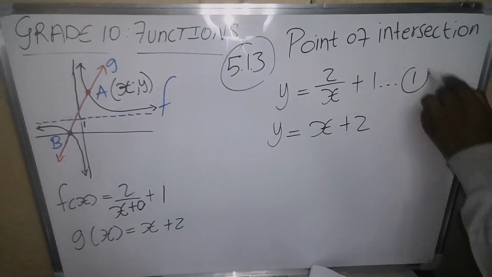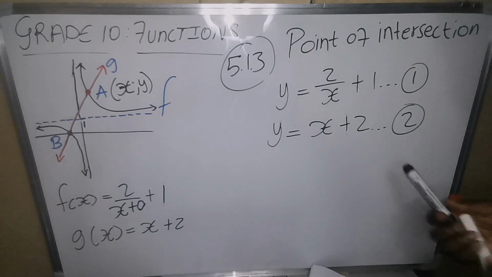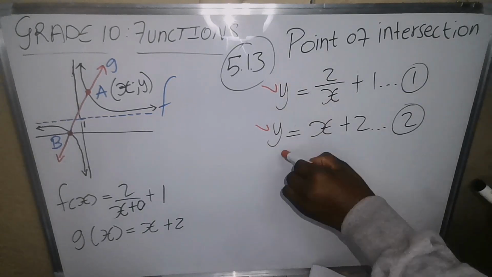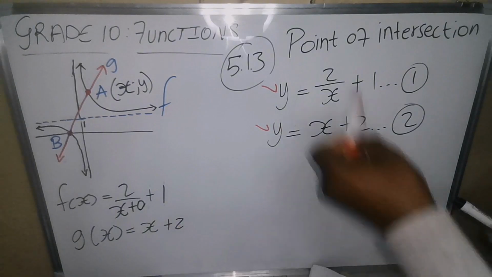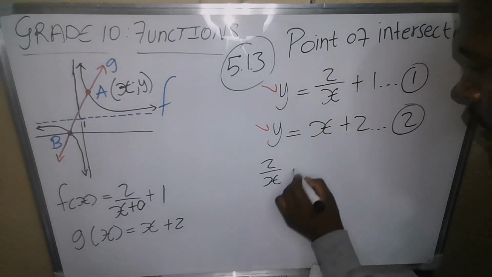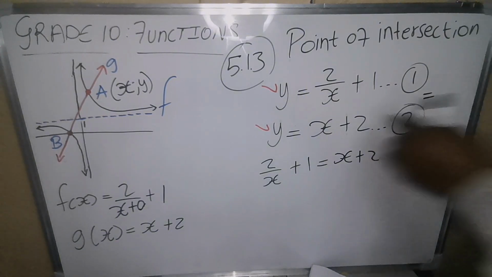Simultaneous equations: equation number 1, equation number 2. Remember, in simultaneous equations, one of your variables must be the subject of the formula. In this case, y is our subject of the formula on both sides. The signs are the same, and there's no 2 or 3 next to our y, it's just y only. If they're the same like this, you just equate this part here: 2 over x plus 1 is equal to x plus 2. So you just equate equation number 1 and equation number 2.